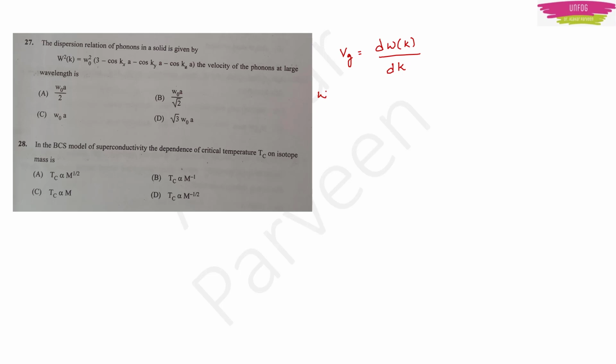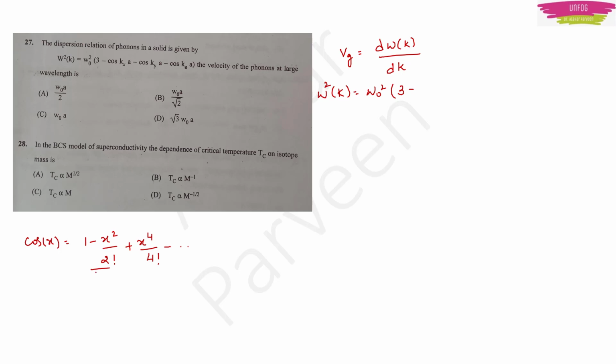Here omega square k is equal to omega naught square into 3 minus cos kxa. Instead of cos kx, I am going to use series expansion of cos x. What is the series expansion of cos x? It is cos x is equal to 1 minus x square by 2 factorial plus x raised to 4 by 4 factorial and so on. Here I am going to take only 2. So I am going to write it like this.